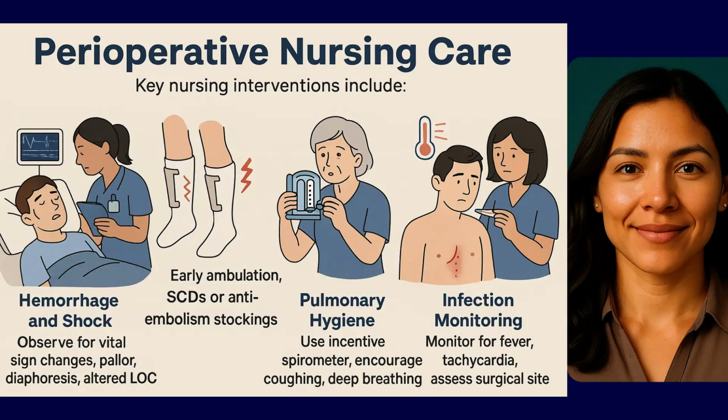Pulmonary hygiene. Continue to encourage the patient to use the incentive spirometer and to cough and deep breathe. This helps prevent atelectasis and pneumonia. Infection monitoring. Anytime the body is surgically entered, there is a risk of infection. Monitor the patient's temperature and heart rate for increases and assess the surgical site for any signs of infection like redness, swelling, foul-smelling drainage, or purulent fluid. By staying on top of these key points, you'll be providing safe and effective care throughout the entire perioperative period.